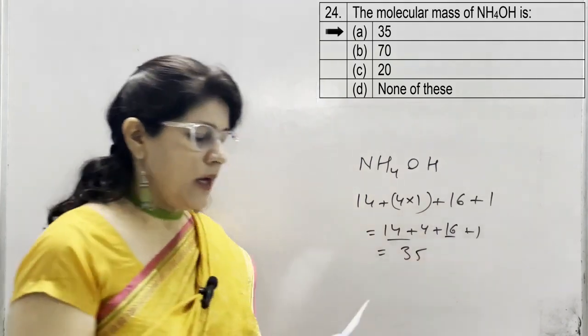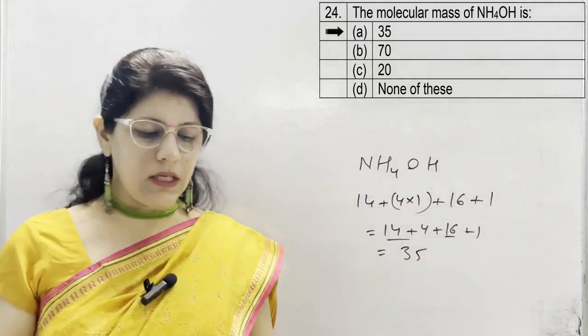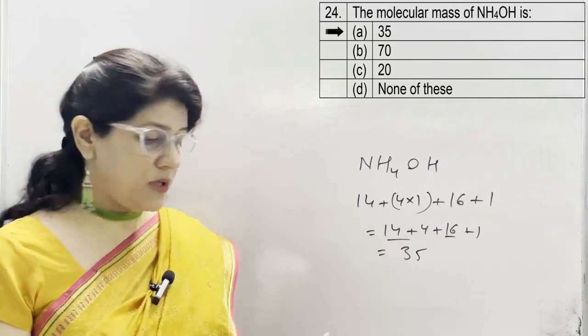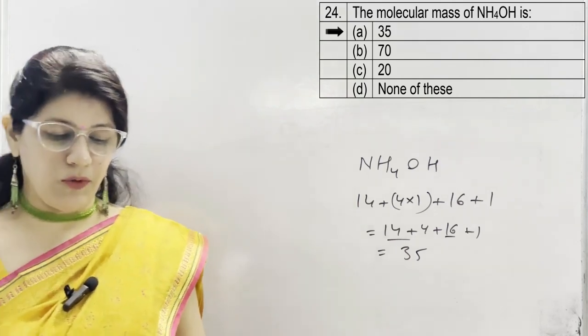So 35, A option is 35, B is 70, C is 20, and D is none of this. Option number A is correct, which is 35U.